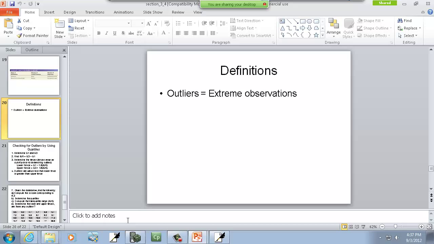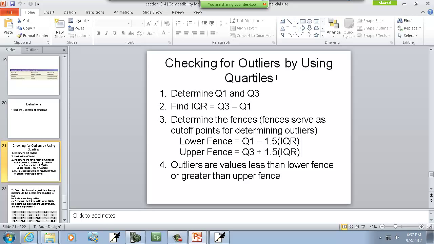Now, checking for outliers by using quartiles. You determine Q1 and Q3. You find your IQR, Q3 minus Q1. Then you determine the fences. The fences serve as cutoff points for determining outliers. Lower fence is Q1 minus 1.5 times IQR, and upper fence is Q3 plus 1.5 times IQR. And then if you got values that are less than the lower fence or greater than the upper fence, those are considered outliers.